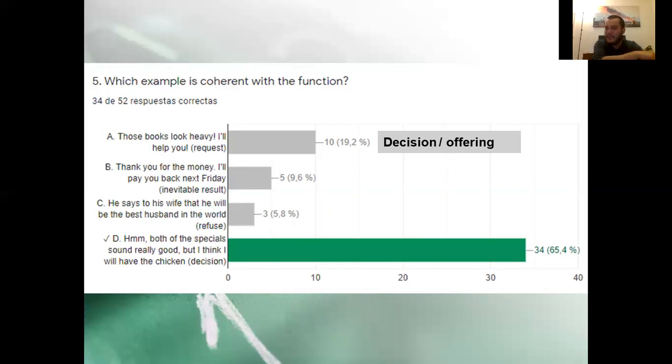Is that an inevitable result? No. Look at that. It is like the typical promise. I will pay you back. It can happen. It cannot happen. But it is not inevitable.